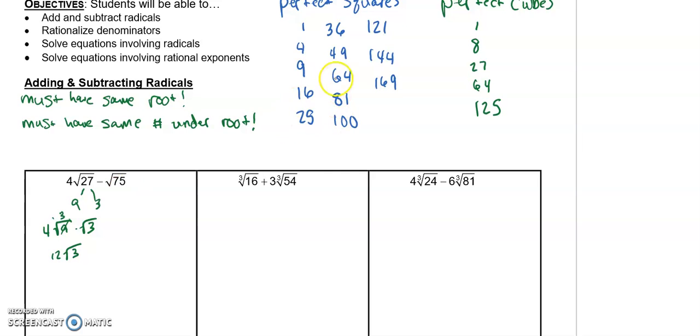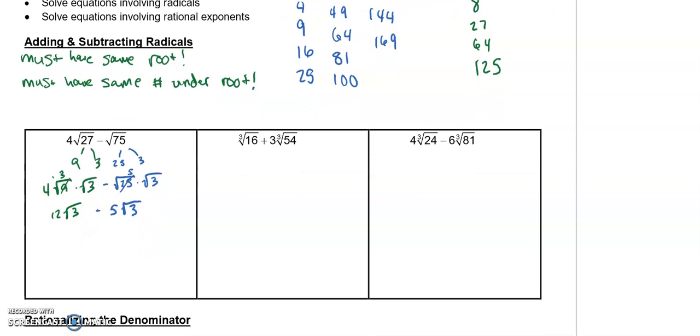75, what perfect squares go into 75? Well, 25, right? This is 25 times 3. So I can rewrite minus the square root of 25 times the square root of 3. Square root of 25 is really just 5, right? So I'm minus 5 times the square root of 3. And now this is where we want to be.